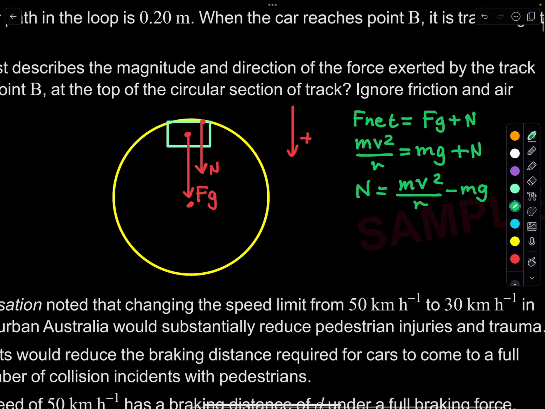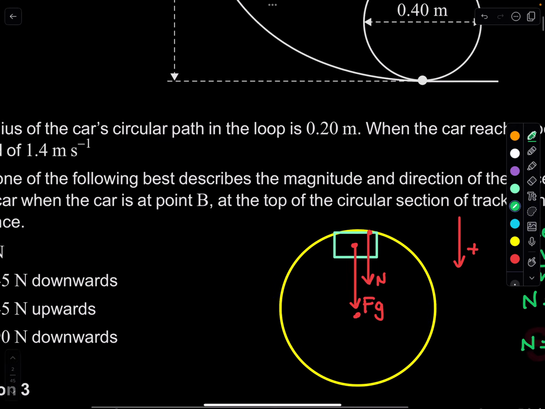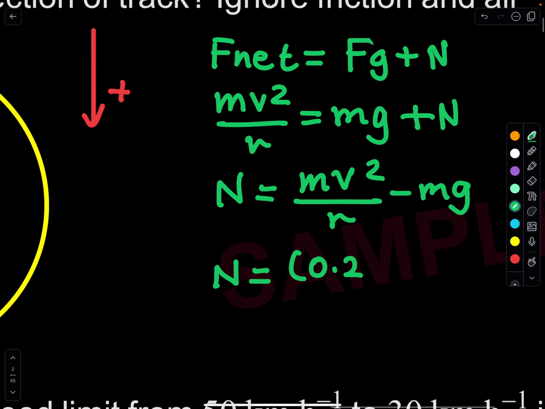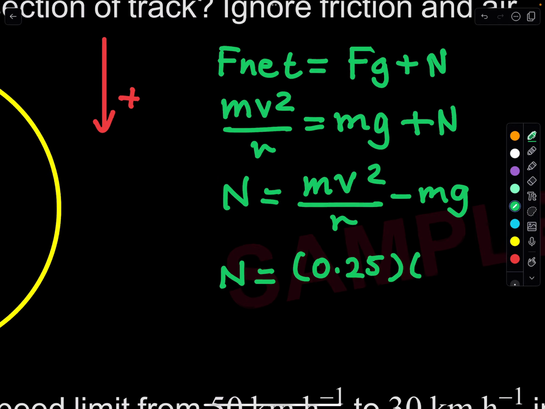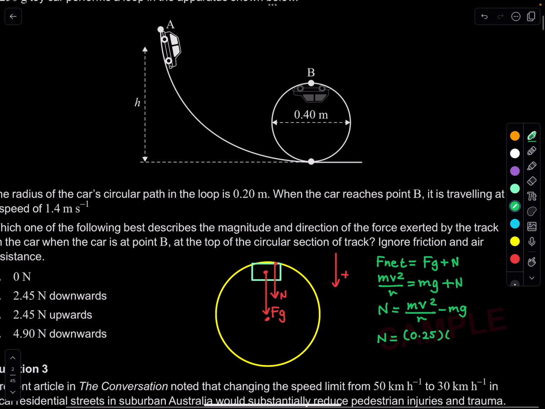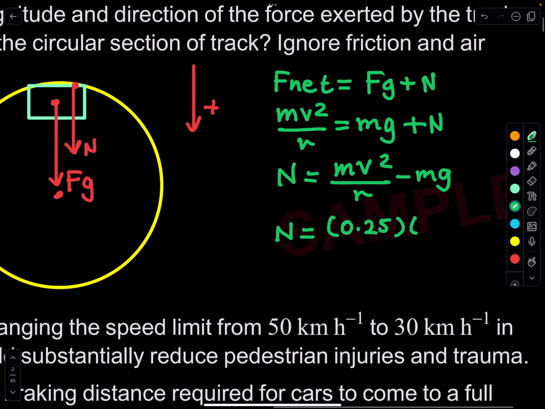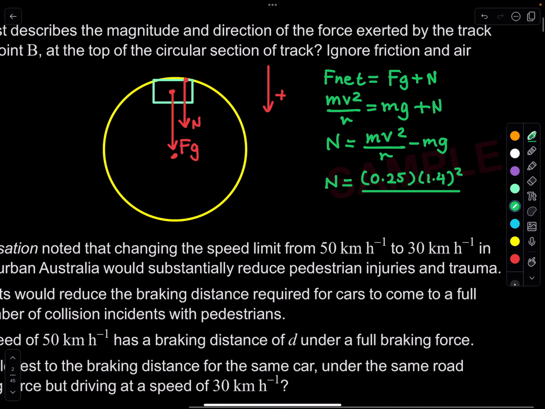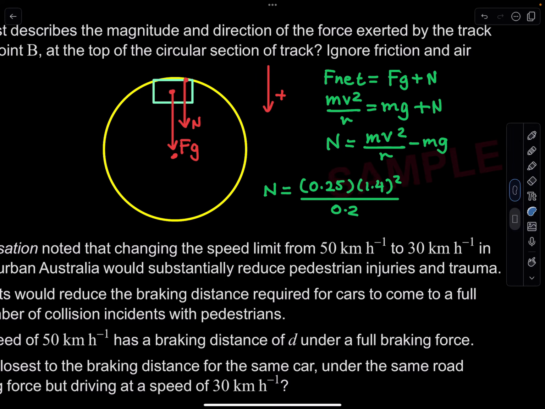Beautiful. So putting all our information in there. What's the mass of the car? It's 0.25 if I'm not mistaken. 250 grams, yep. 0.25. The velocity it was traveling at point B is 1.4 squared, all being divided by your radius, which is 0.2. Beautiful. And minus your mass, 0.25, times g, which is 9.8.